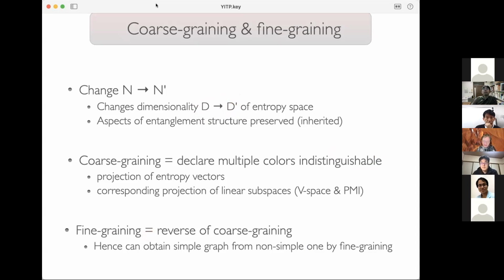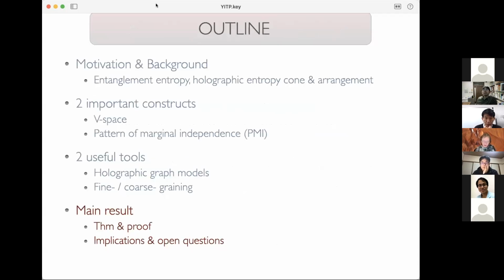Conversely, I can fine grain to declare that different vertices that have the same label actually are different, should have different labels. So instead of having two vertices for A, I call this one A1, this one A2, and I declare A1 is distinct from A2. Okay, so once I do that for these non-simple tree graphs, I can just convert them into simple tree graphs by saying each vertex is a different color. I have fine grained. And now I'm in business because now I can use this PMI being the Vspace.